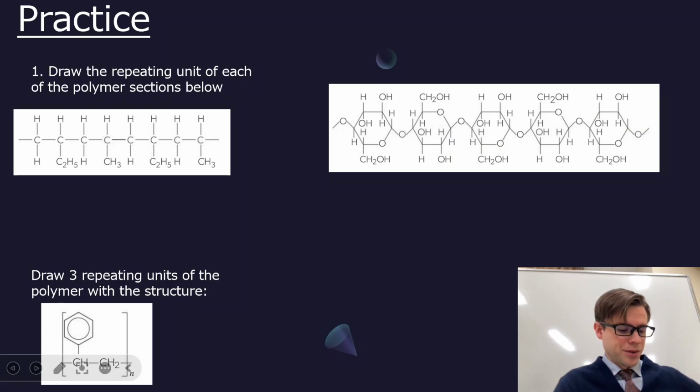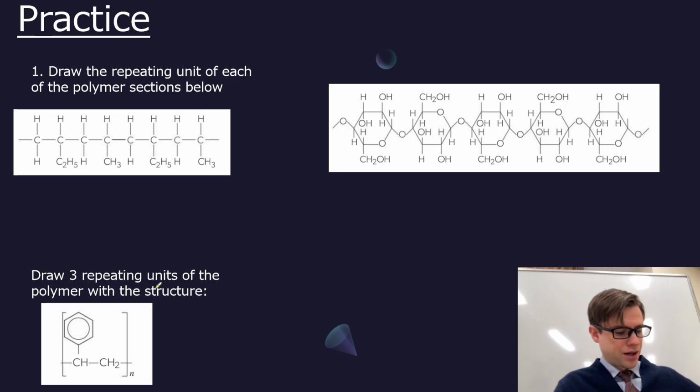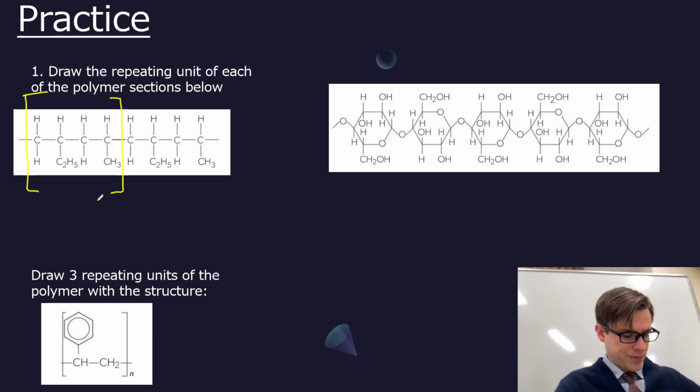So some practice here. Draw the repeating unit of each of the polymer sections below. Let's try that. So we've got this polymer, we can assume is extending in the left and right directions, but the repeating unit, we've got all H's on the top, then HC2H5, HCH3, HC2H5, HCH3. So if we wanted to remake this polymer, what do we need to copy and paste? It is this section here to this section here. You can see that's a direct copy of the unit to the right of it.